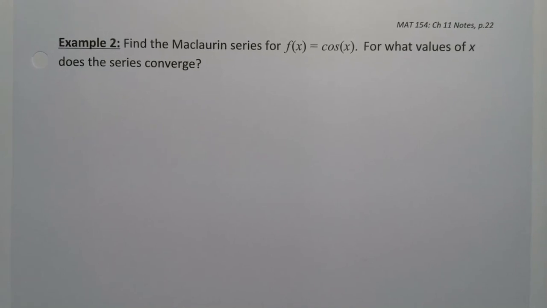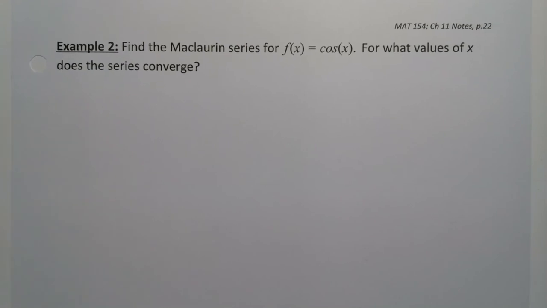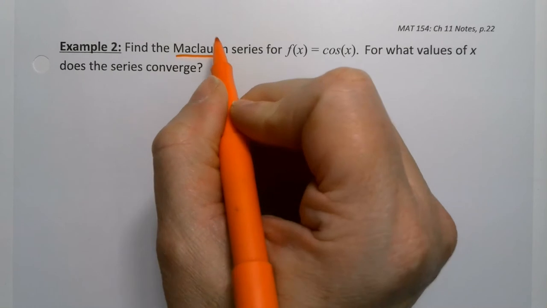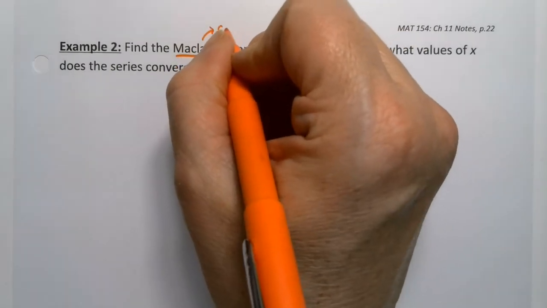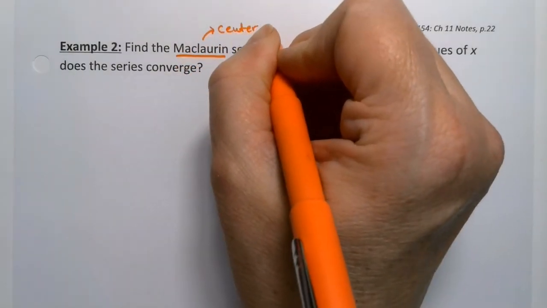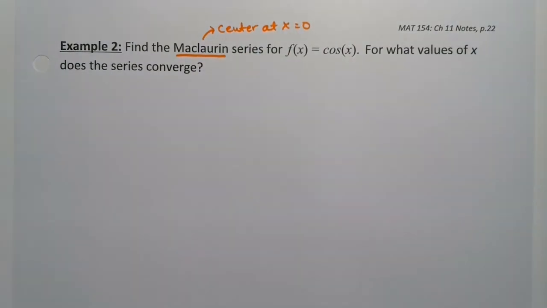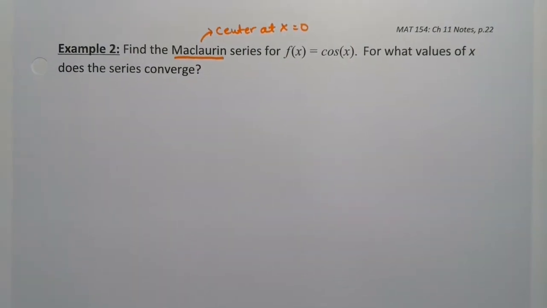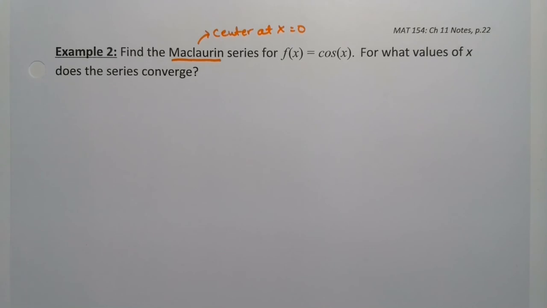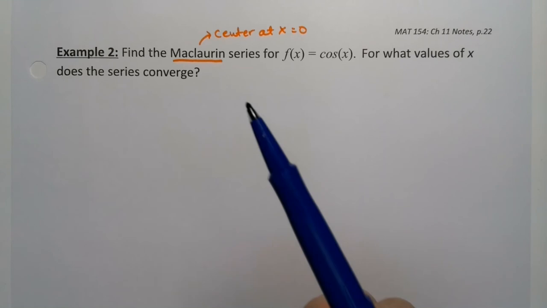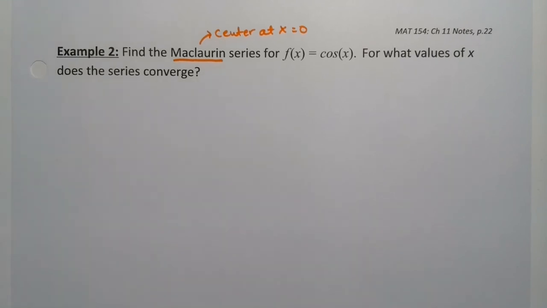For this example, we want to find the Maclaurin series for f of x equals cosine of x. So we want to find a power series that will match that curve. And we notice that since it's a Maclaurin series, that means that its center will be at x equals 0, which is easier. Maclaurin series are easier to work with than regular Taylor series. And then we want to find the values of x for which the series converges, of course. We want to find the interval of convergence.